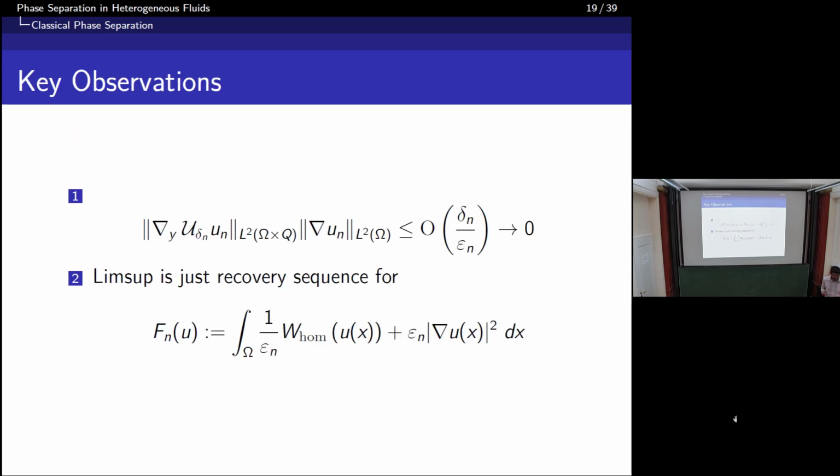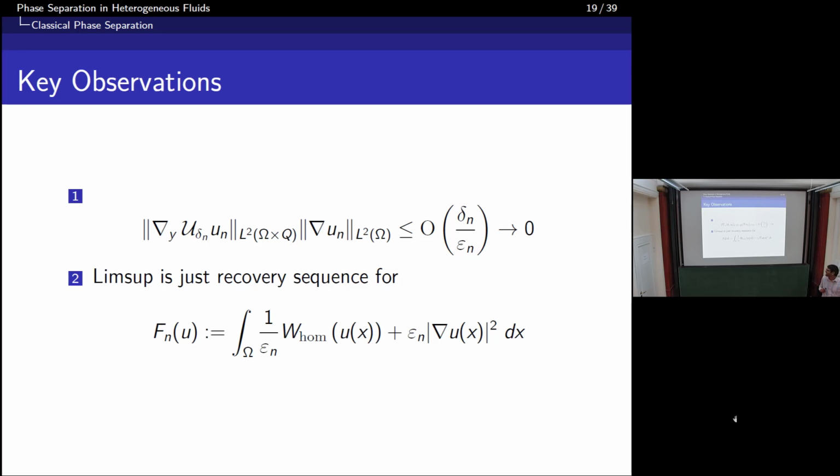So what are the key observations that really allow us to do this? Well, the first thing is that this inequality, grad_y u_delta_n, is nice, but it's bad if you add an extra epsilon. But you're allowed to add an epsilon to the 1/2, and that's actually given to you by this grad u_n. Right? So this product is nice in that you can send it to 0.